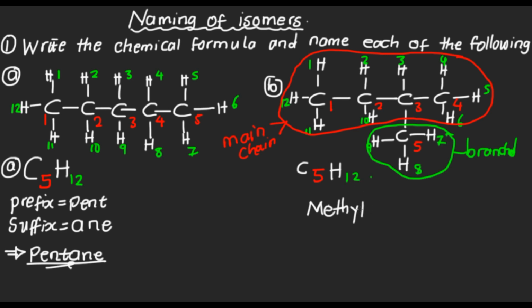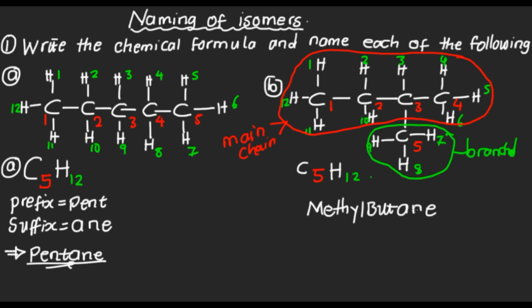So after we are done naming the branching, we can now go to the main chain. So in the main chain, we have 1, 2, 3, 4 carbon atoms. Therefore, the prefix for 4 carbon atoms is but. Now we can see that we have single bonds, so we are going to add the suffix ane. So this becomes methylbutane. Now there is one more last part.